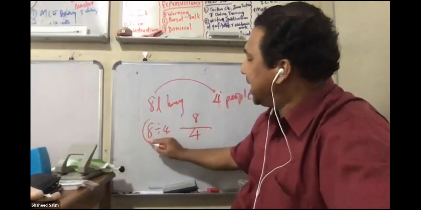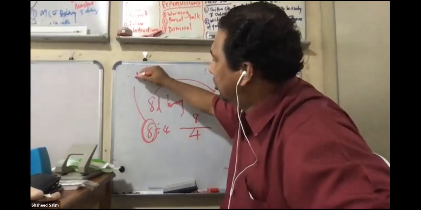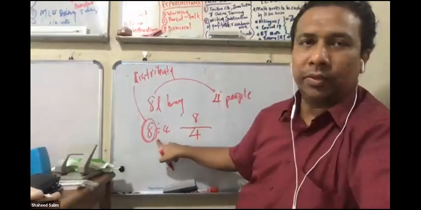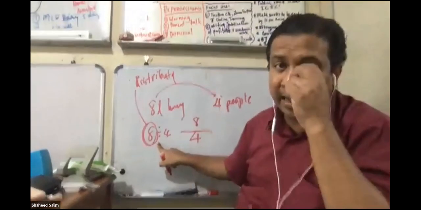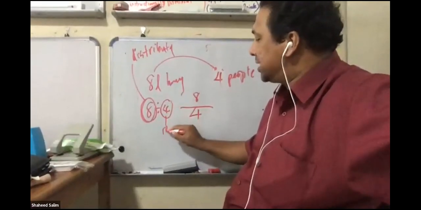Why? The thing you want to divide or distribute must always be put in front. You must understand this, Zahin. The thing you want to distribute, you put it in front. The person wanting to receive, you put it behind.